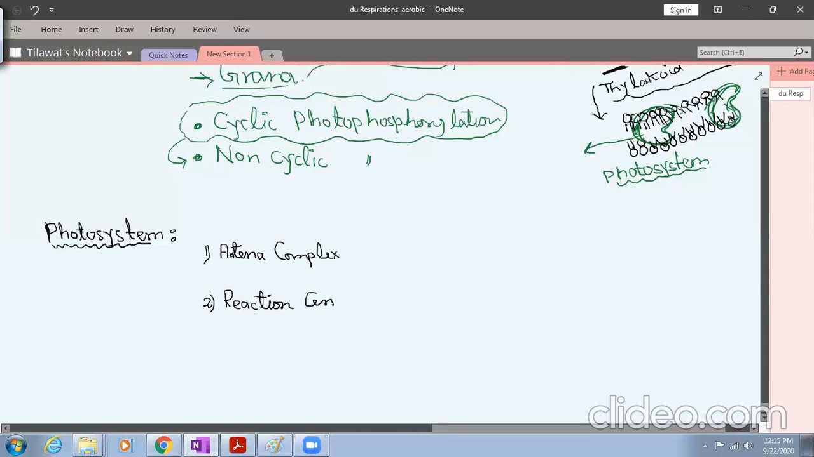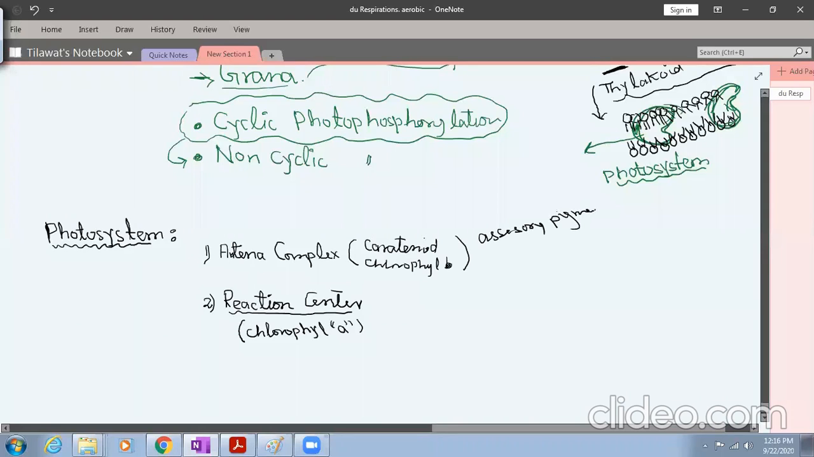Now, this reaction center contains a specialized pigment called chlorophyll A. While this antenna complex contains carotenoid pigment, chlorophyll B, and other pigments like xanthophyll, etc. These pigments are called accessory pigments, while chlorophyll A is the actual pigment, called the primary pigment.